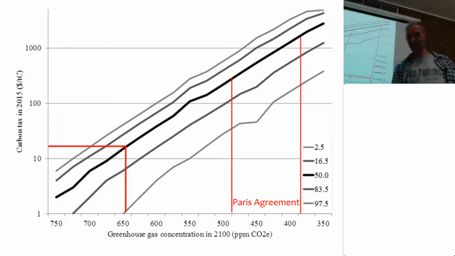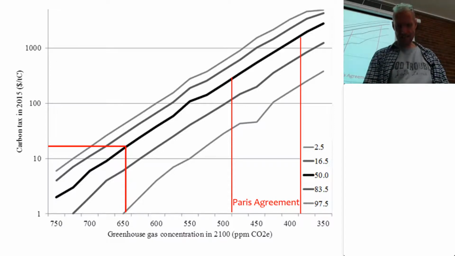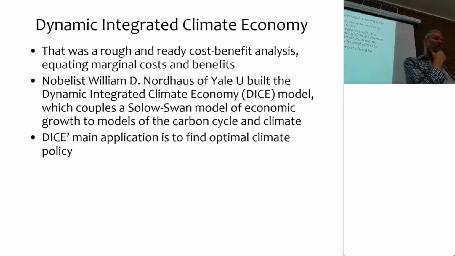Now, this is a rough and ready cost-benefit analysis where I simply said, well, the basic principle is that you equate marginal cost to marginal benefits, and this is what we find. Now, Bill Nordhaus, who won the Nobel Prize in 2018 for this work, did it all properly. Not let's equate marginal cost to marginal benefits, but let's build a proper integrated assessment model.